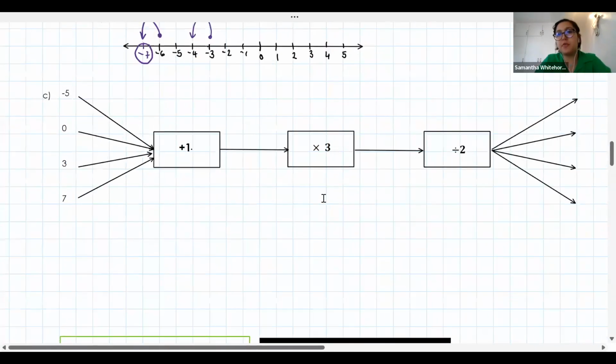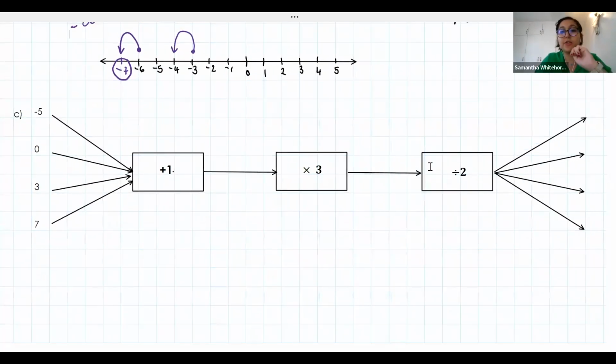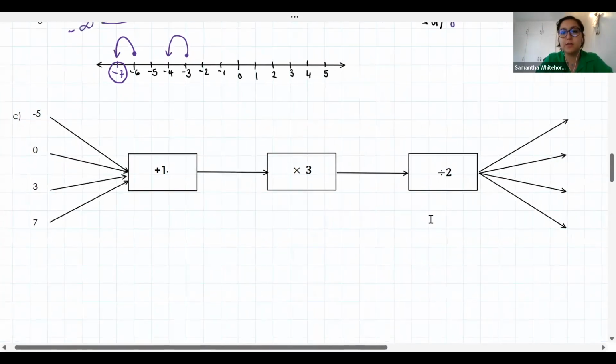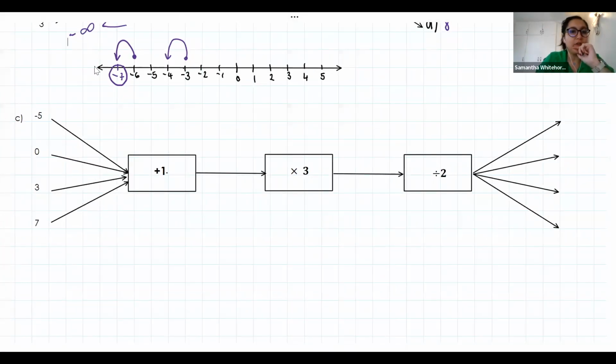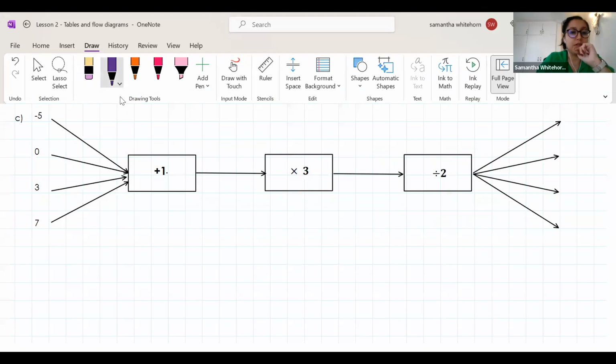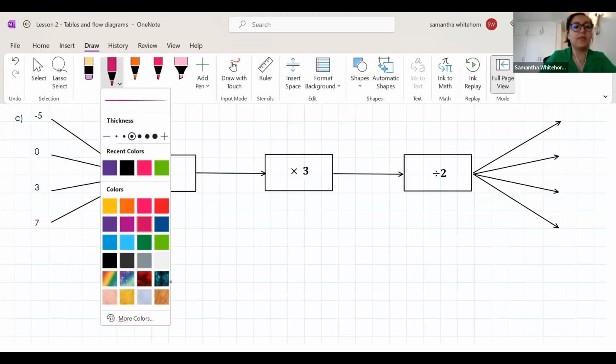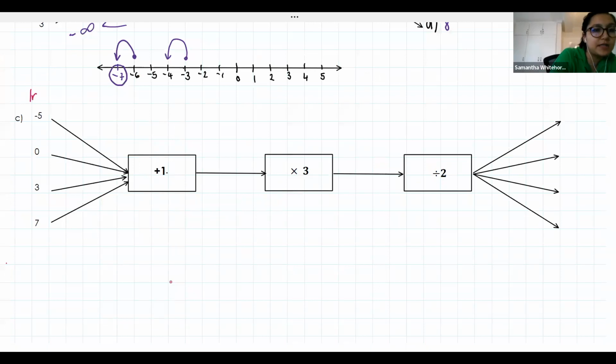Let's do one more before we take a brain break. So now we've got 3 blocks here. I'm going to do the first one with you, and then you're going to try by yourselves. So if we have a look at our first input, remember our inputs are all here on the left-hand side, this can be represented with an X. If we now take our first input of -5, the rule says we must add 1, times by 3, and then divide by 2.